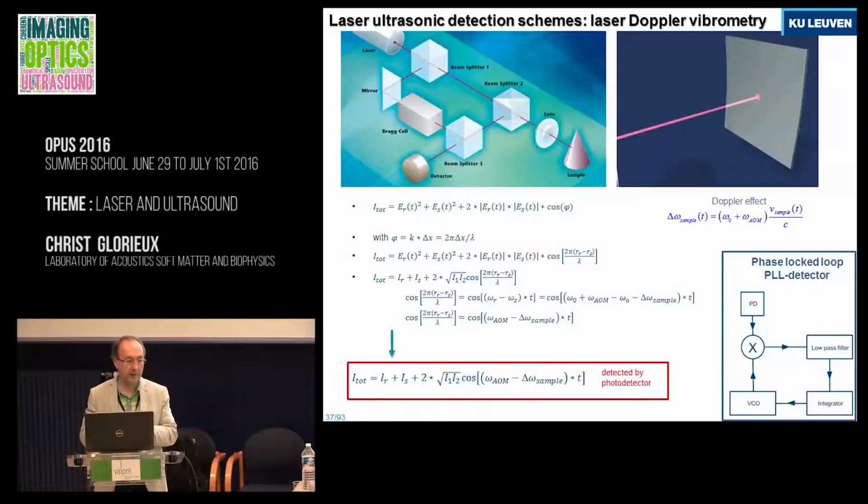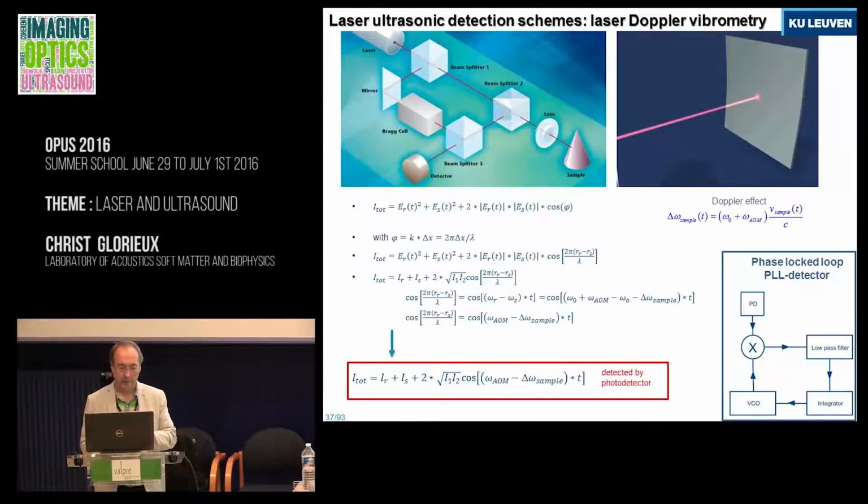You'll have a beating frequency between the frequency of the reference beam and the frequency of the sample beam. And this beating frequency is equal to the Doppler frequency. It's a frequency difference which is induced by the motion of the sample, which is actually coming out as the frequency at which the light of the mixed beams is beating.